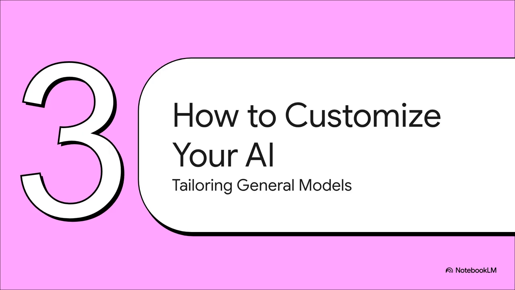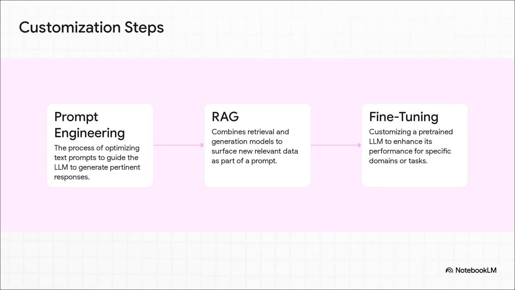Because having a super powerful general model is great, but the real magic, the real value, is unlocked when you can tailor it to your own specific data, your own specific needs. And there are basically 3 ways to do this. You can think of it as a ladder, from simplest to most complex.